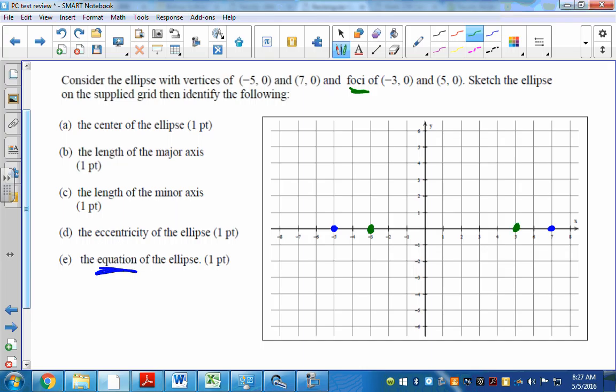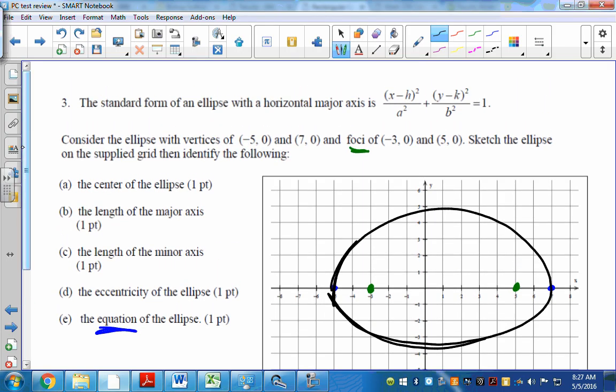Now, in general, we know that the vertices are at the ends of the ellipse. So the ellipse is looking something like this, which is consistent with what the problem told us, a horizontal major axis. Now, we still have to get the exact graph, and this sketch isn't going to fly. It has to be much more accurate than that. So let's see if we can do some more work here.